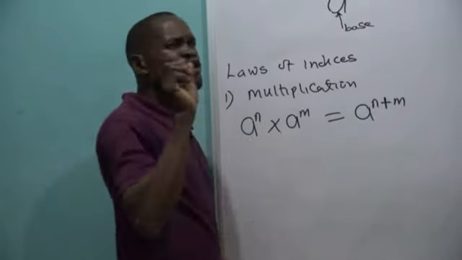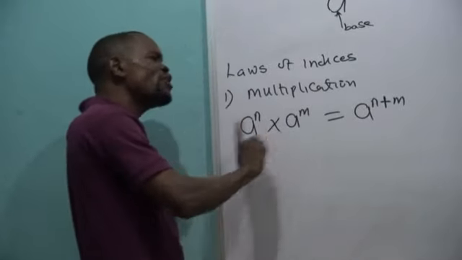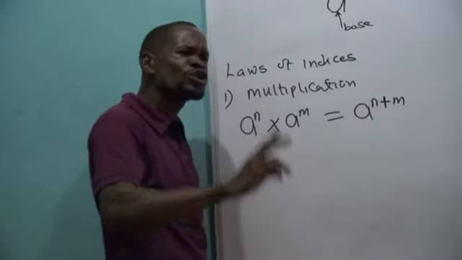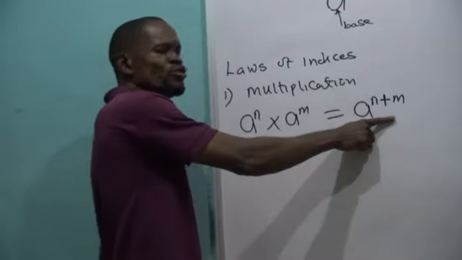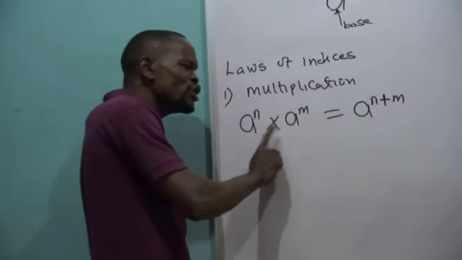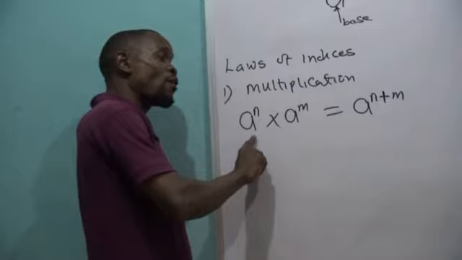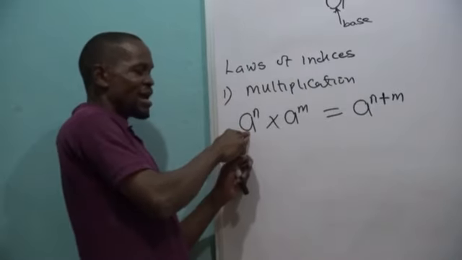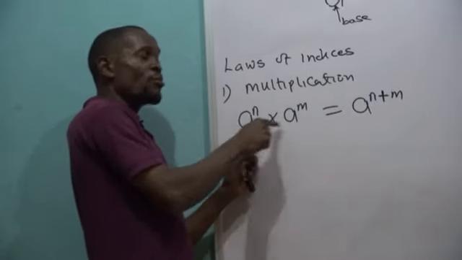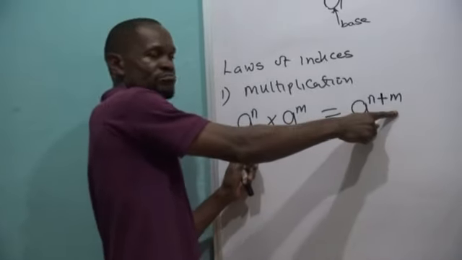And the terms must be of the same base. If any of these two conditions is not satisfied, I will not do this. Assuming that they have the same base, but they are not multiplying themselves, I will not do this.